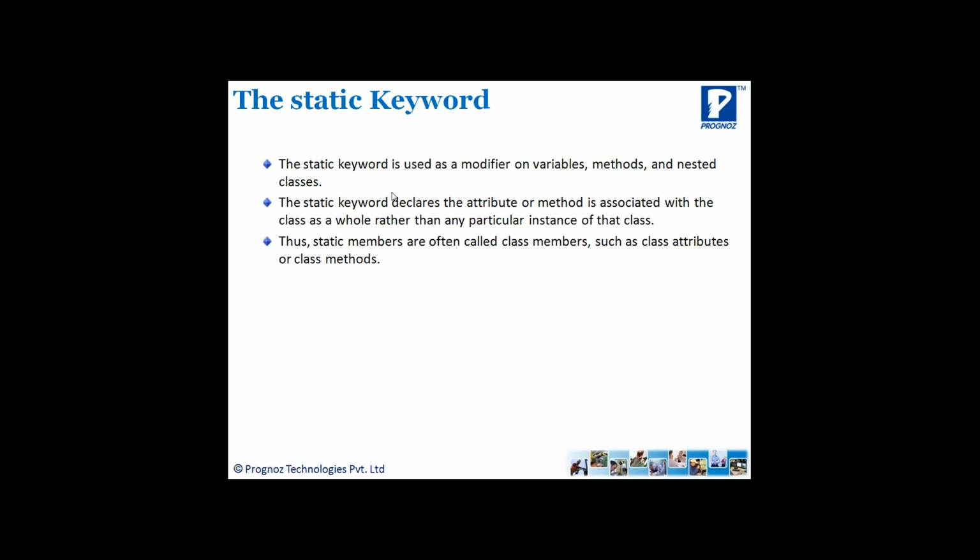What is static? It's a keyword used as a modifier, which I can apply to a variable, a method, and nested classes. The static keyword declares an attribute or method that only belongs to the class, not to an instance of the class. Note this down. Because it belongs to the class, static members are called class members, such as a class attribute or a class method.